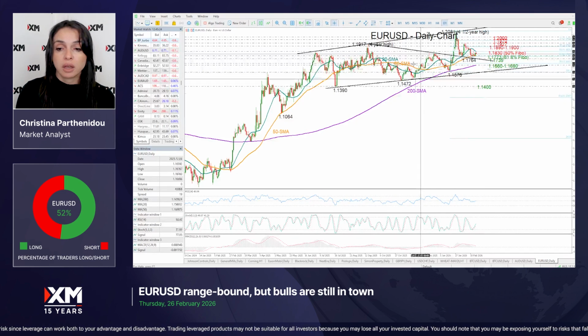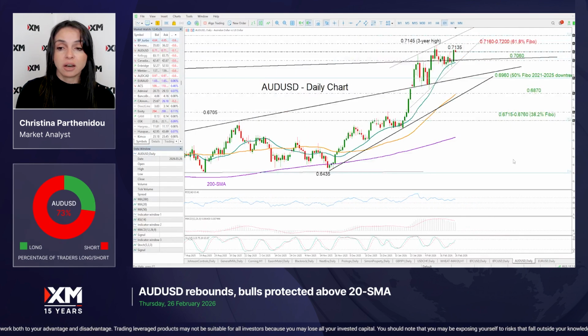And now looking at Aussie Dollar, the pair has been in focus this week as higher than expected inflation readings increase the odds for a rate hike in Australia. That helped the price to climb as high as 0.7135, almost reaching the 3-year high of 0.7145 registered 2 weeks ago.